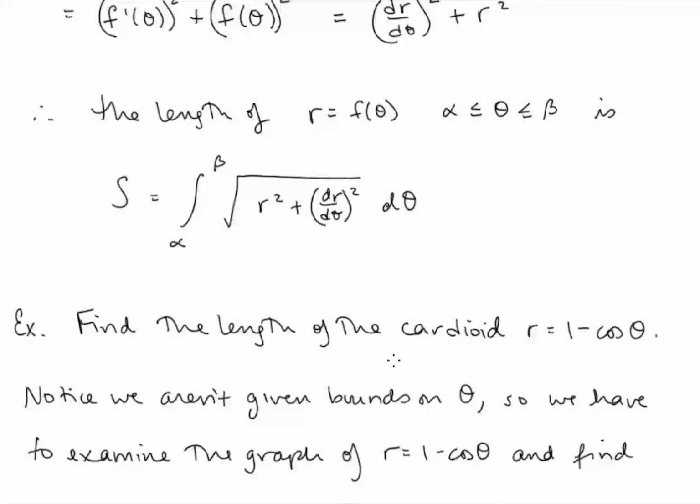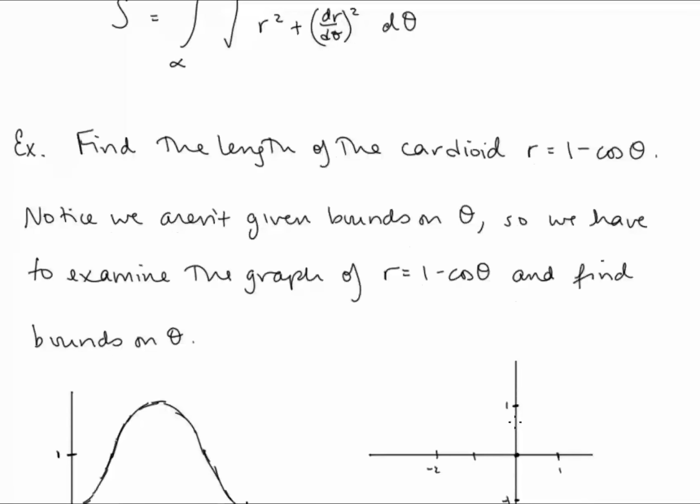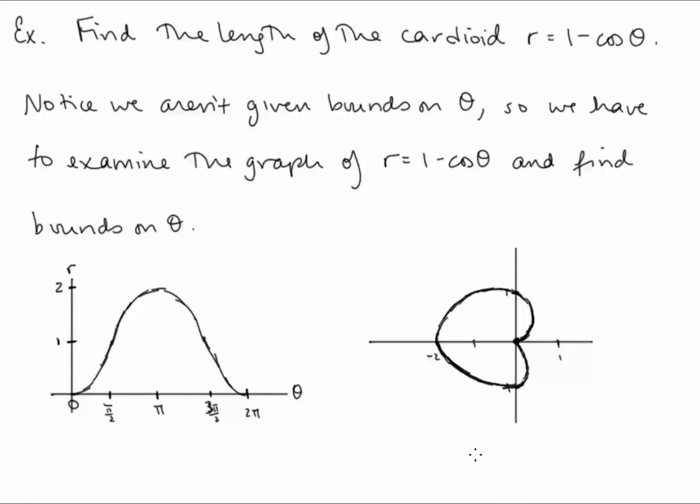So let's find the length of the cardioid, r equals 1 minus cosine theta. Now notice here, they're not giving us any bounds on theta, so we're going to have to examine the graph of this function to find the proper bounds on theta. So that's our cardioid, r equals 1 minus cosine theta, and we realize that we covered the entire graph from 0 to 2 pi, and so those are the proper bounds on theta.